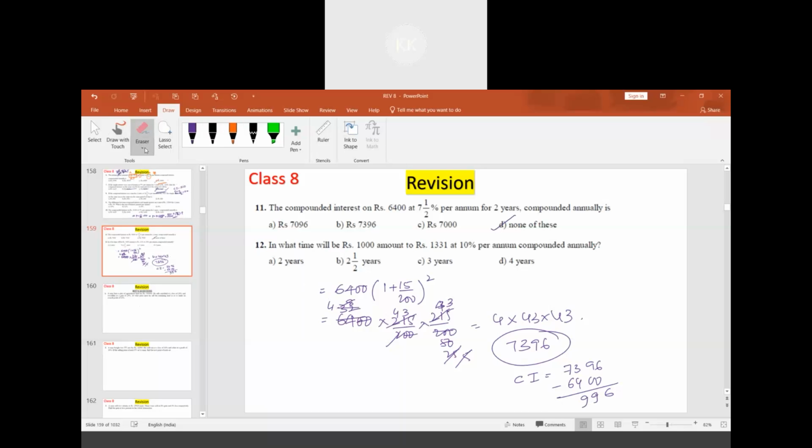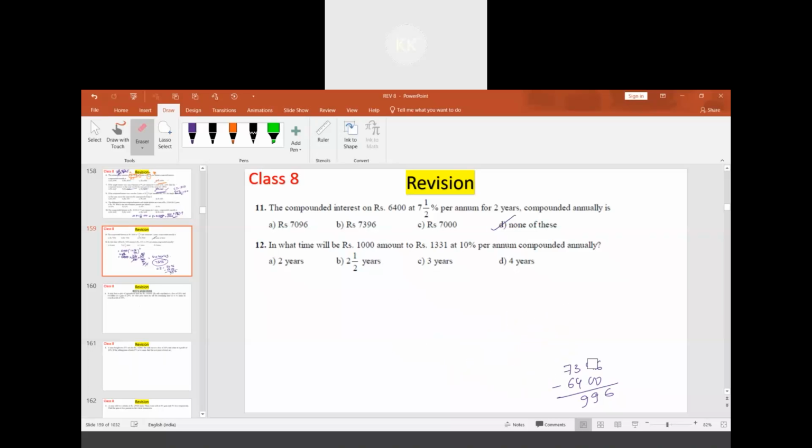Sometimes we get confused that the option 7396 is given as B and we tick B. But the question was related to compound interest, not related to amount. So you cannot expect marks there.